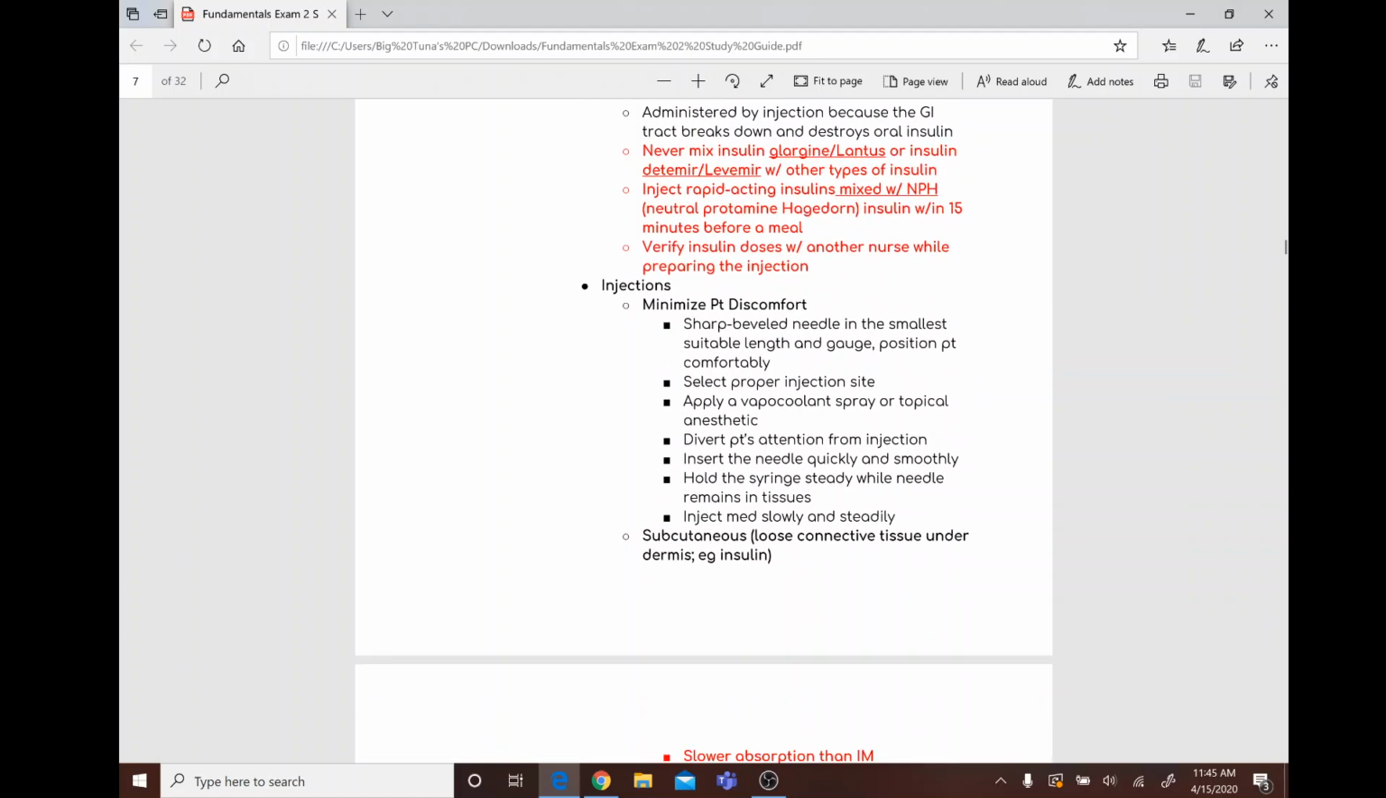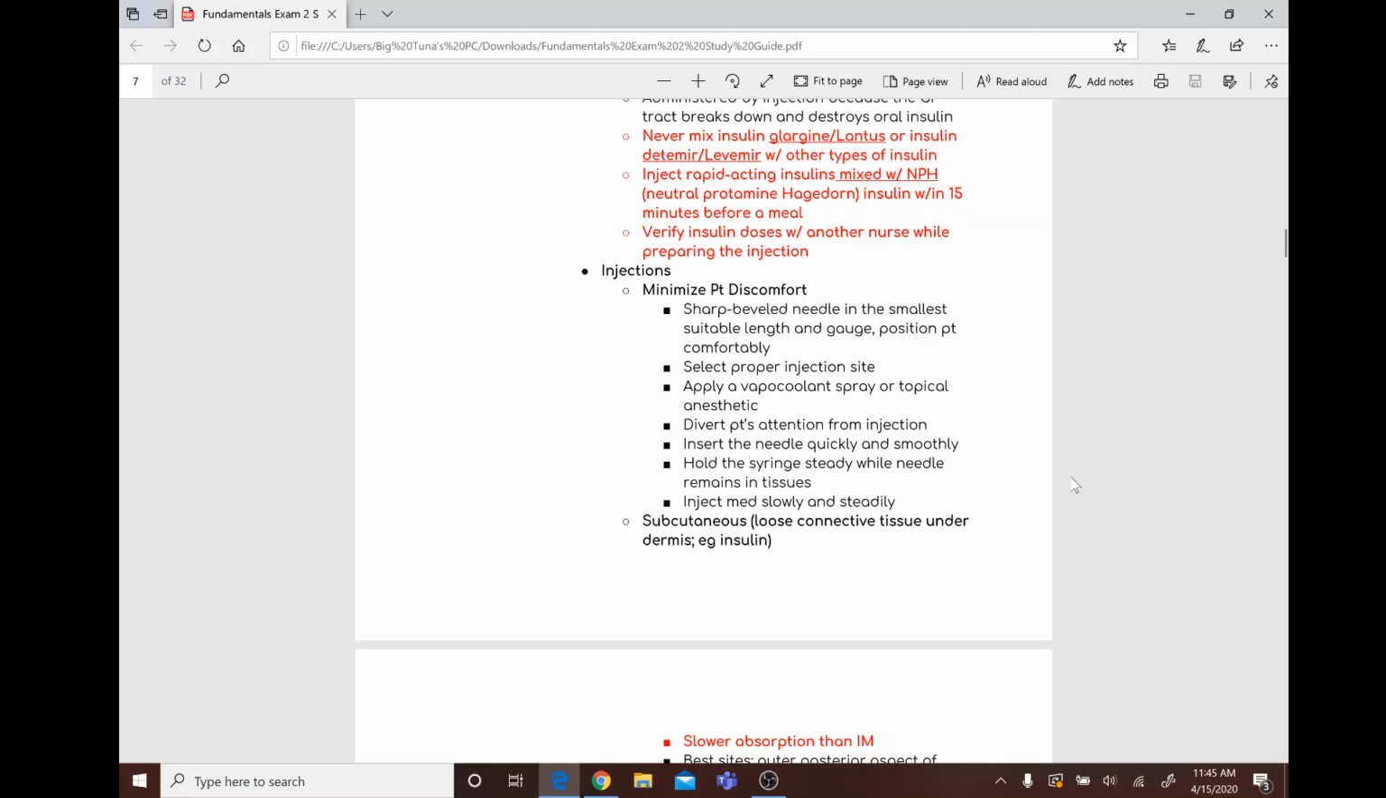Minimize patient discomfort with injections. Use a sharp bevel needle in the smallest suitable length. Position the patient comfortably. Select the proper injection site. Apply a vapocoolant spray or topical anesthetic. Divert the patient's attention from the injection. Insert the needle quickly and smoothly. Hold the needle steady while it remains in the tissues. Inject the med slowly and steadily.